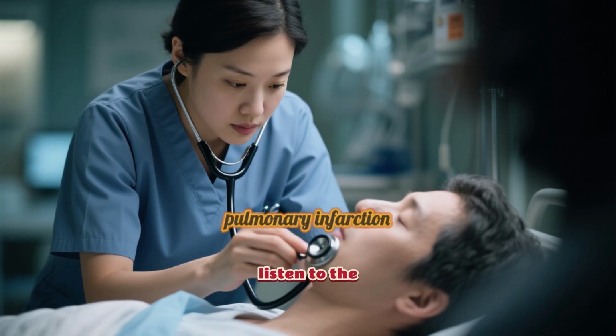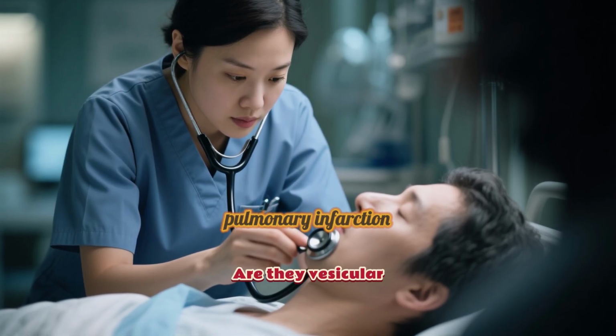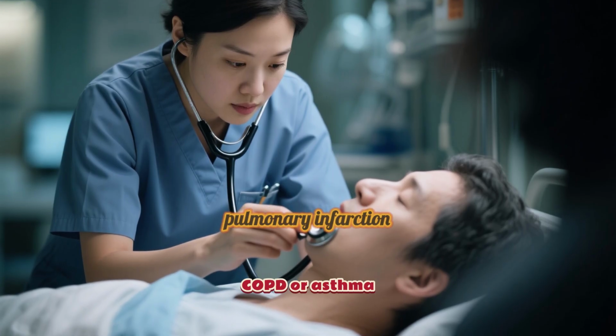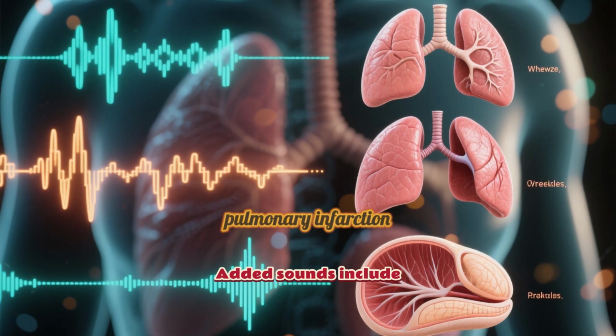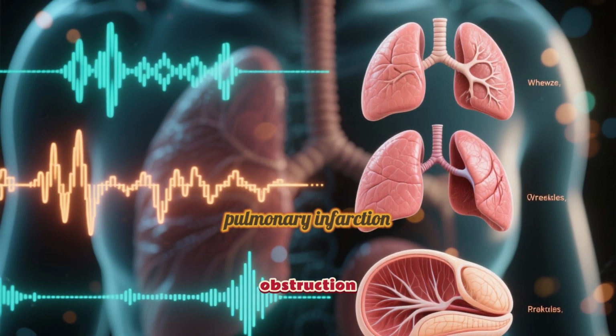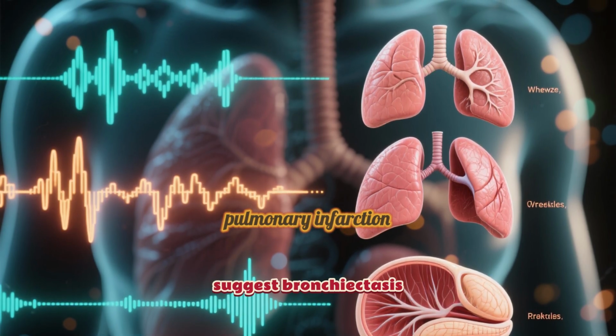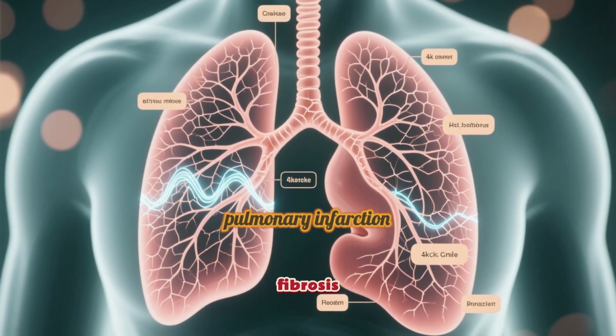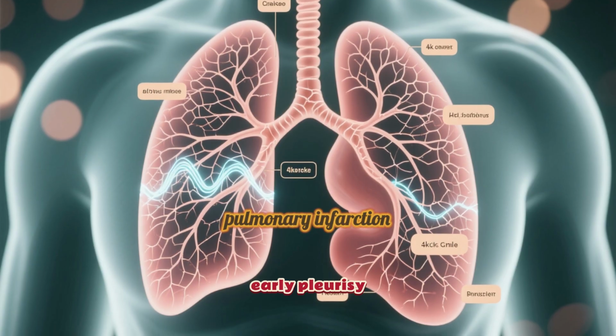During auscultation, listen to the breath sounds. Are they vesicular or bronchial? Any prolonged expiration. This can suggest COPD or asthma. Added sounds include wheeze, crackles, and pleural rub. Wheeze suggests airway obstruction. Coarse crackles that change with cough suggest bronchiectasis. Fine Velcro crackles that don't change with cough suggest fibrosis. Pleural rub suggests early pleurisy.